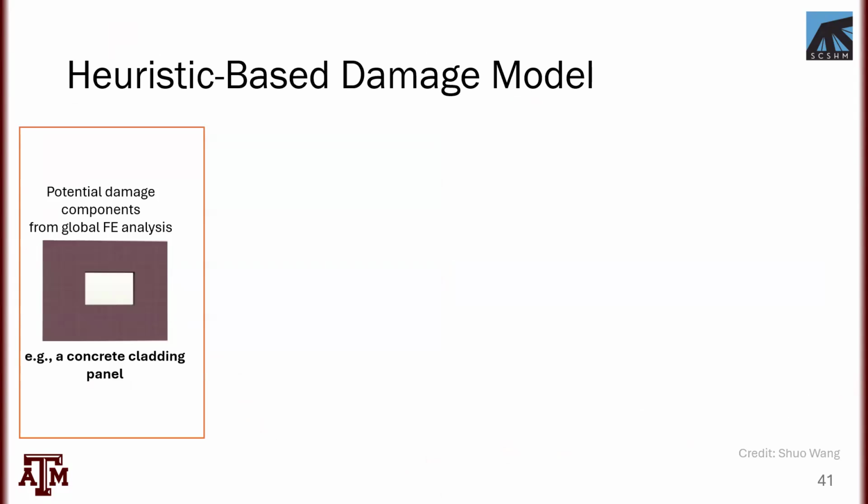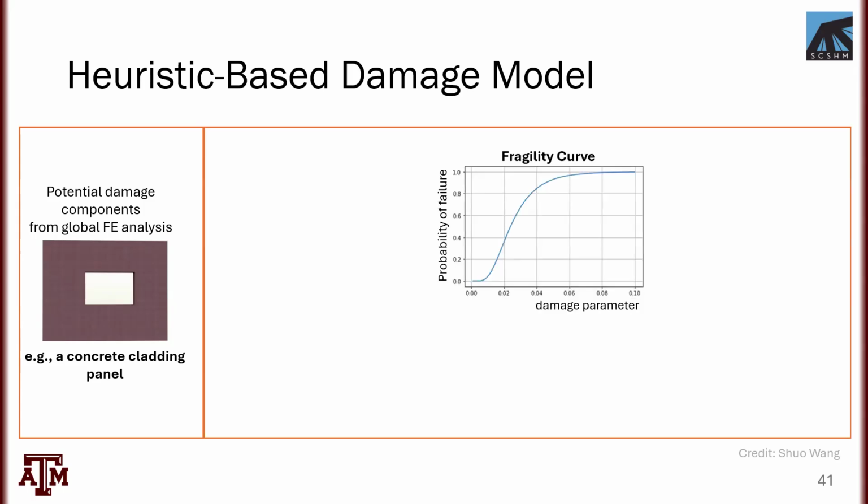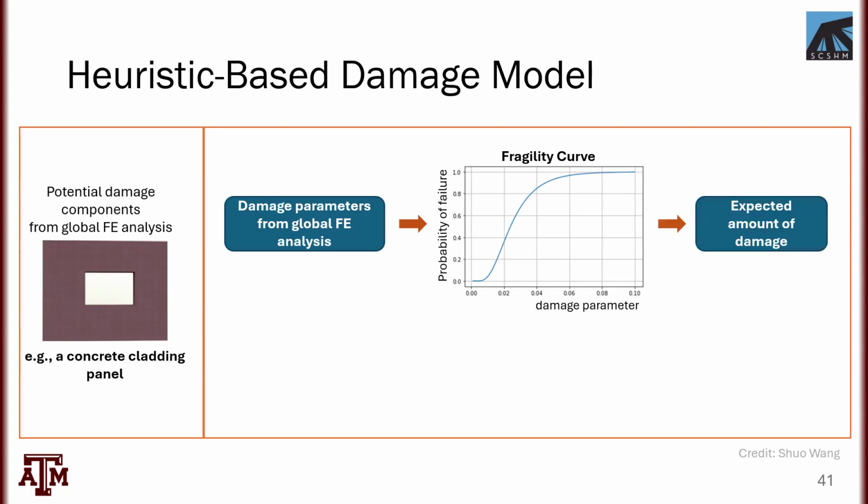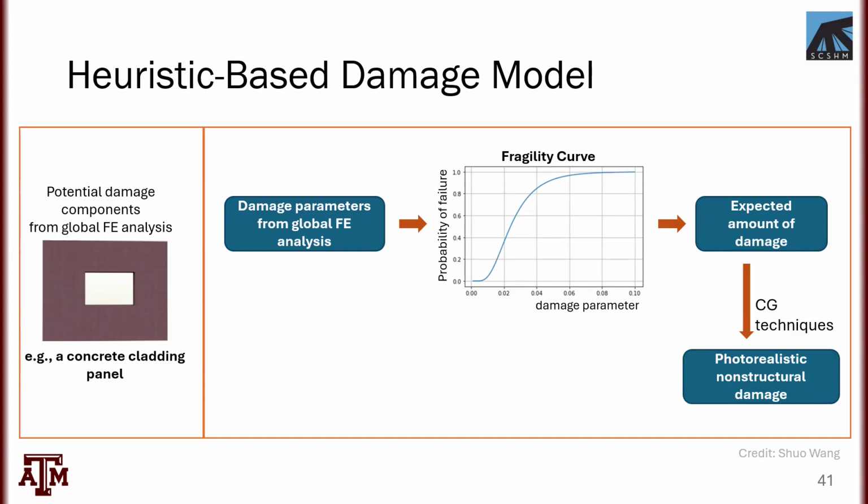Now, in a lot of instances, we're dealing with non-structural elements, and we don't have proper material characterization, or we simply don't know what the material is even built out of. So for those types of simulations, we are going to perform heuristic-based simulation. We can look at components like concrete cladding panels, and basically we were able to identify fragility curves within some of the FEMA documents that exist. We fed it our damage parameter from the global finite element model, and then derived the expected amount of damage, and then converted that to the photorealistic image.